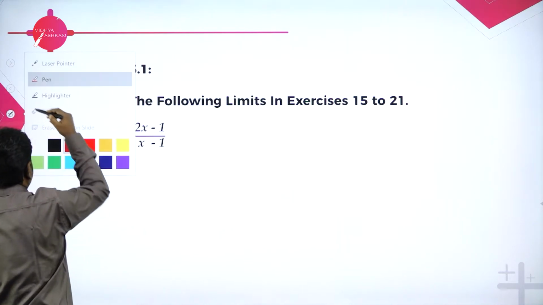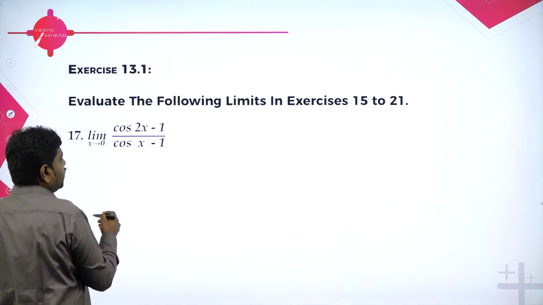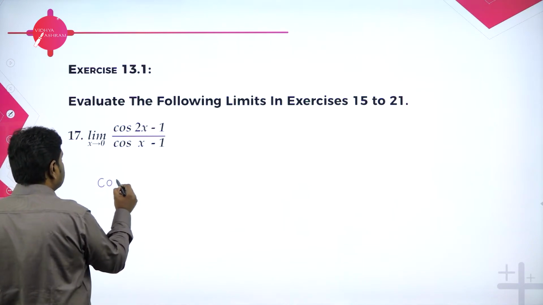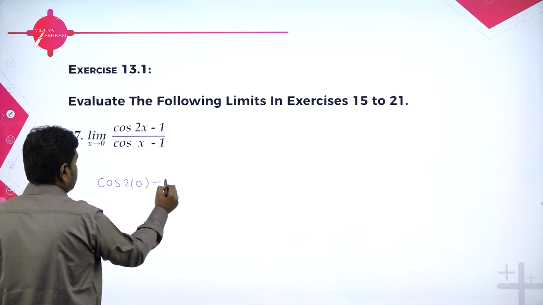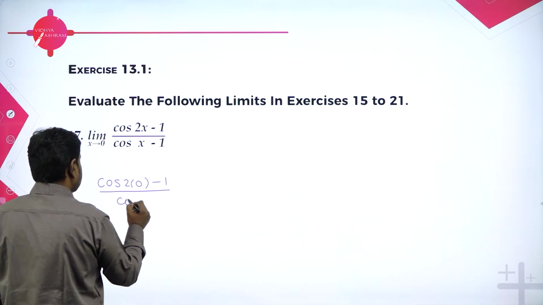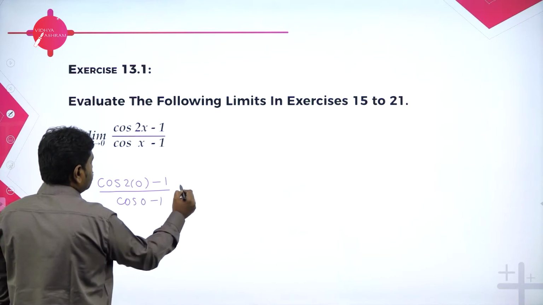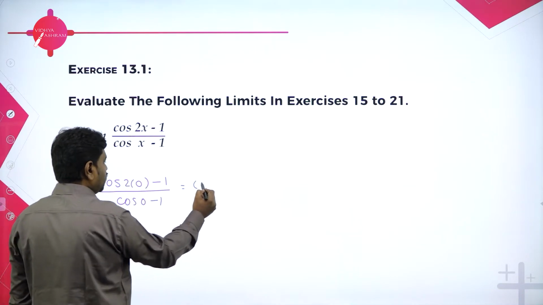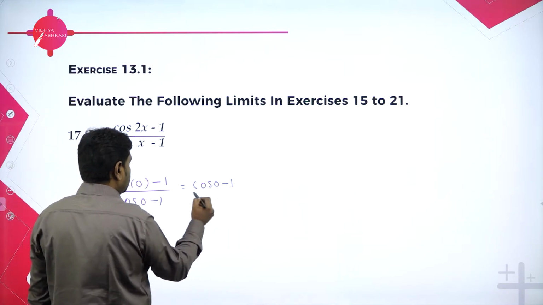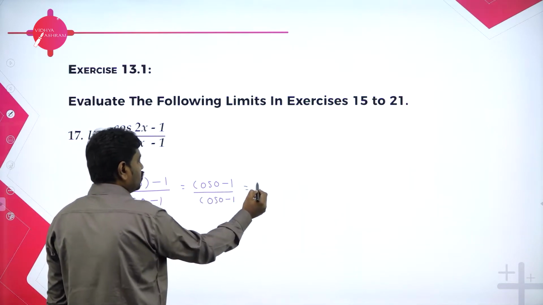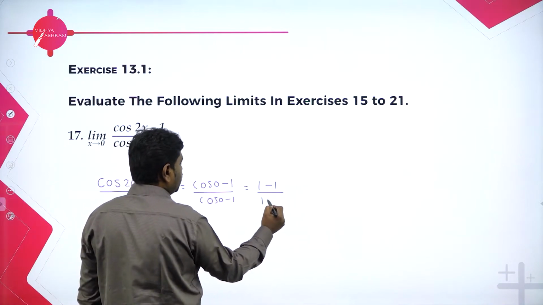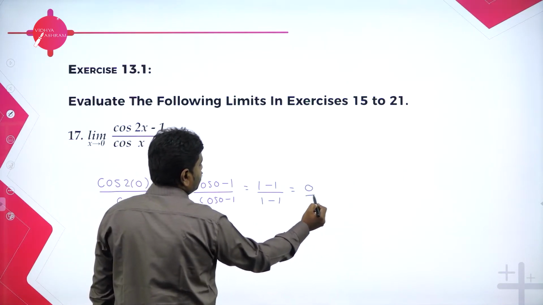Here we'll try directly, we'll apply limit and we'll see what happens. Cos 2 times, in the place of x put 0, minus 1 divided by cos 0 minus 1. So cos of 2 times 0 is cos 0, minus 1 by cos 0 minus 1. You know cos 0 is 1, so 1 minus 1 by 1 minus 1. So it will be 0 by 0.